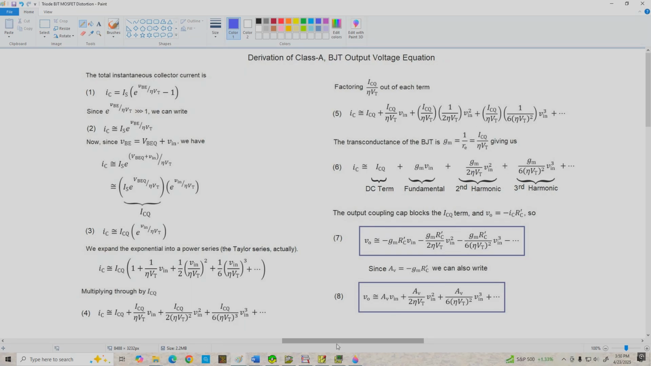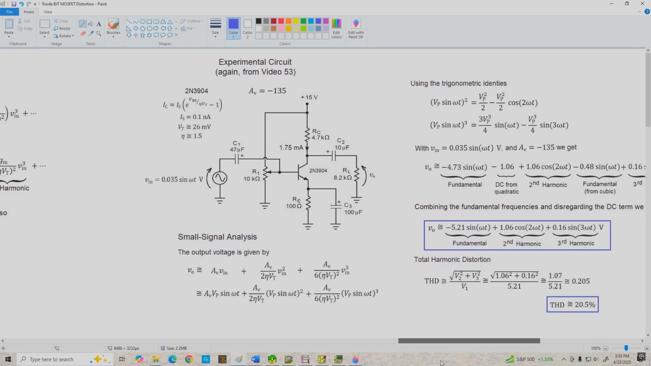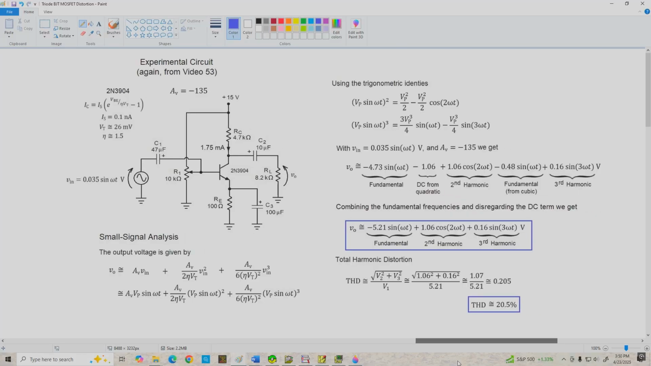Now let's go on over to the next page and we'll look at the circuit that I actually built back in video 53, and let's examine what happens when we apply a sine wave. The actual experimental circuit is over here. We adjust it for a collector current of 1.75 milliamps and apply a sinusoidal input of 35 millivolts peak. The frequency used is 1 kilohertz. That's just the typical standard test frequency. And here's our output voltage equation.